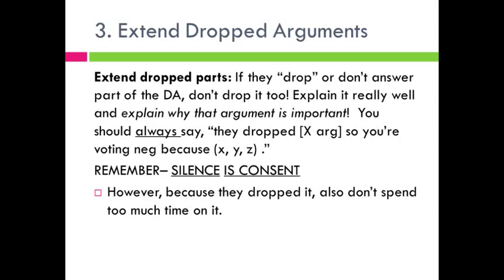So if they drop something, or if they fail to answer, like, for example, uniqueness, then you should explain it really well and explain why that argument is important. So you should always say, they dropped X arg, uniqueness, for example, so you're voting neg because X, Y, Z. Remember, silence is consent. If they drop it and you drop it too, then there's no way that you can exploit the fact that they really messed up, right? However, just because they dropped it, that doesn't mean that you should spend all your time on it. You should explain it sufficiently, but you don't need to waste all of your time on it.